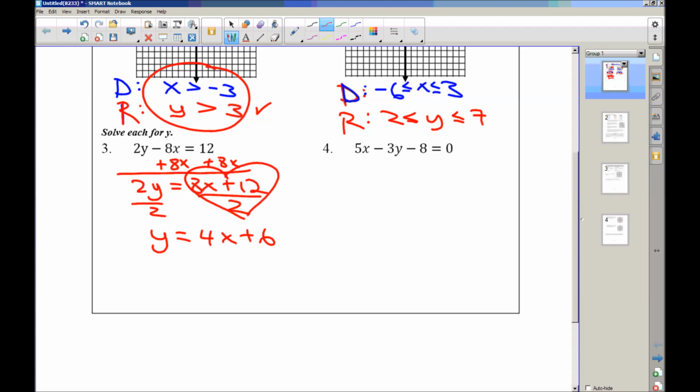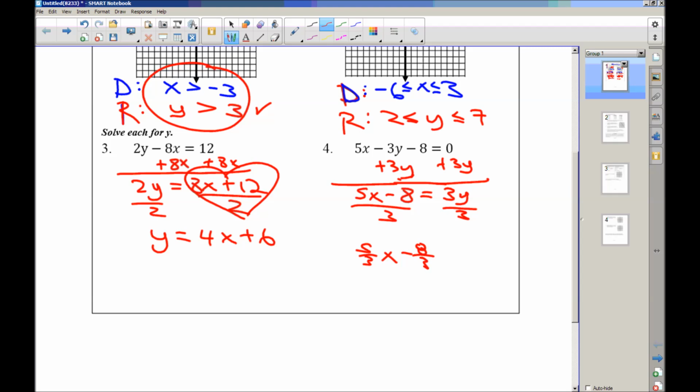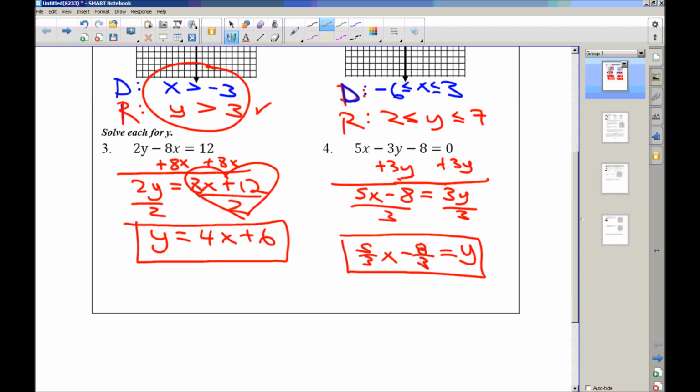Okay. And number 4, it's actually easier to add 3y to both sides first. That'll get all the y's on this one side by itself. Oops, should be -8 here. And then 3y over there. Then I need to just divide both sides by 3. This is going to make some fractions. That's perfectly fine. So we'll have 5/3 x minus 8/3. And you can just go ahead and leave them both as improper fractions. So here is y written as a function of x, which is also the same directions as solve for y.